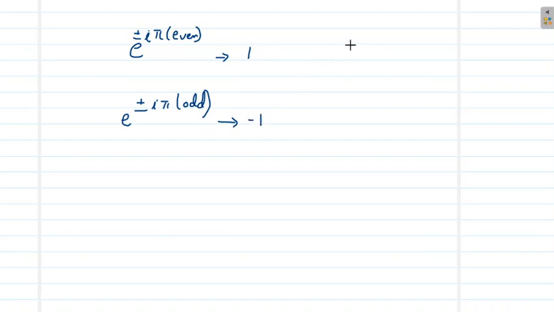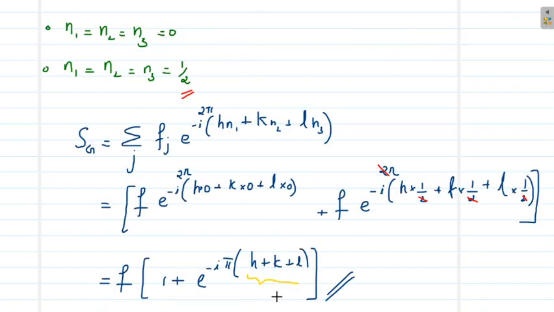This is because e raised to iπ is cos π plus i sin π, right? So you can substitute and verify that e raised to iπ into an even number is always plus 1, and e raised to plus or minus iπ into an odd number is always minus 1. So using this equation, we can analyze the equation for the structure factor. Here when h plus k plus l is an even number, we will have this exponential term as plus 1.